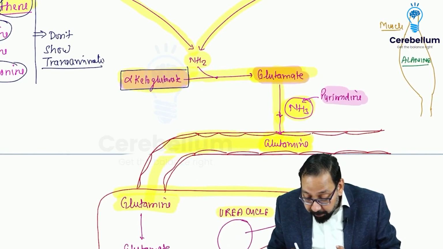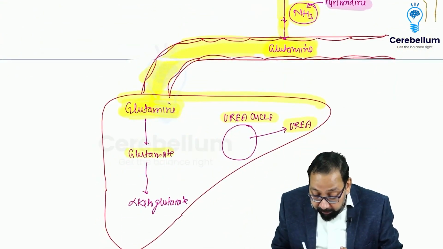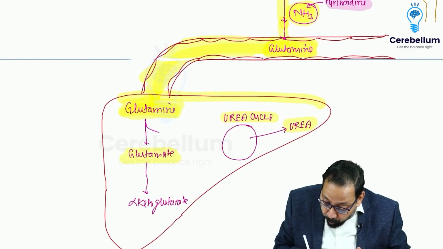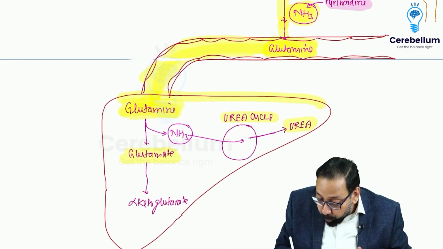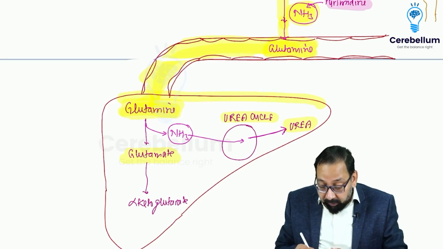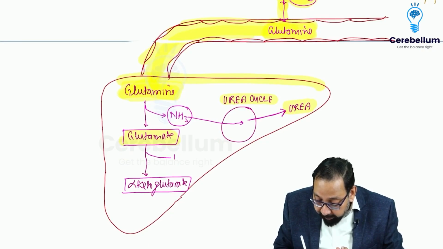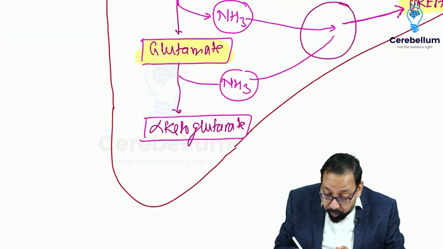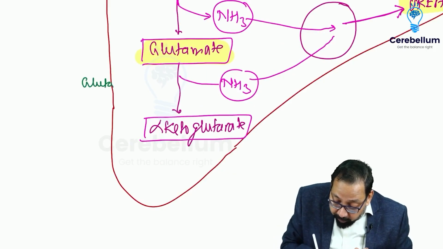Now glutamine is the main transporter of ammonia in our body, and this glutamine in the liver will be converted back to glutamate. When glutamine is converted to glutamate, it releases ammonia. Ammonia will go into the urea cycle and produce less toxic urea. This glutamate is further converted to alpha ketoglutarate. Again, ammonia is released and enters the urea cycle and produces less toxic urea. This last step, glutamate to alpha ketoglutarate, is catalyzed by glutamate dehydrogenase.